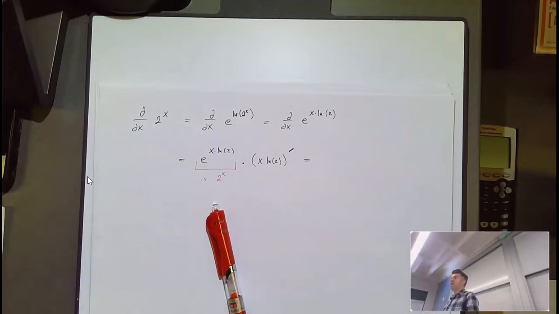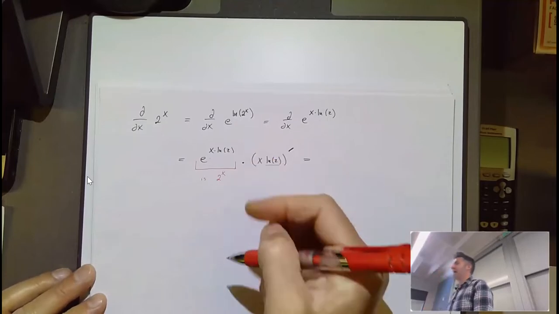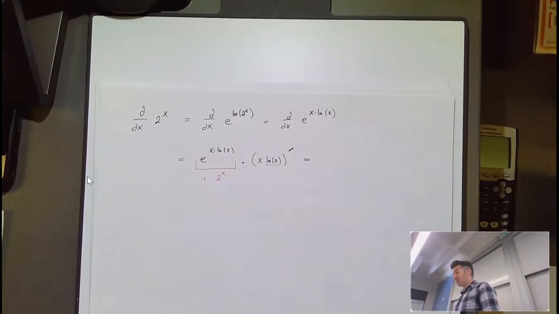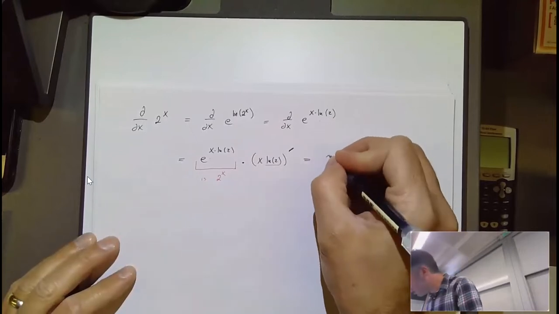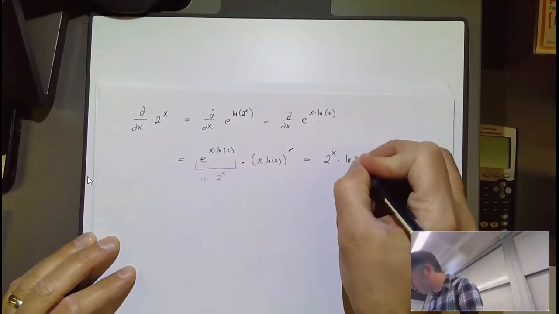What's the derivative of 7x? Right. What's the derivative of 5x? What's the derivative of a constant times x? The constant. Right? In general, the constant. Okay, what's the derivative of this constant times x? The constant. Natural log of 2. So this is equal to 2 to the x, that part right there, times the natural log of 2.